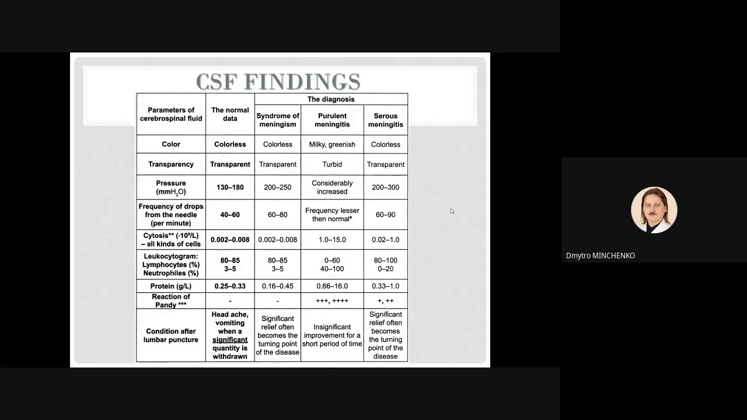Purulent meningitis, clearly we have changes to all parameters of the cerebrospinal fluid, including the color and the transparency, the pressure being very high, although the viscosity is so high that the drip rate is actually very low, high level of cells and proteins, and only insignificant improvement after the puncture. Then various kinds of serous meningitis, where we have mostly increased pressure and frequency of drip rate, but to differentiate it from meningism, we can see that the level of cytosis and proteins is much higher.